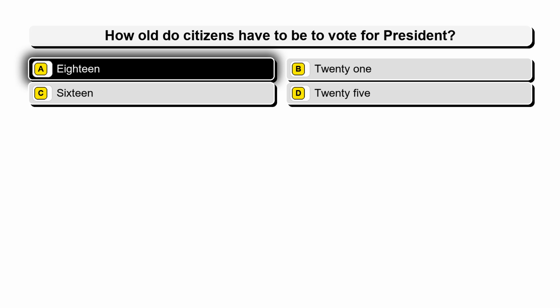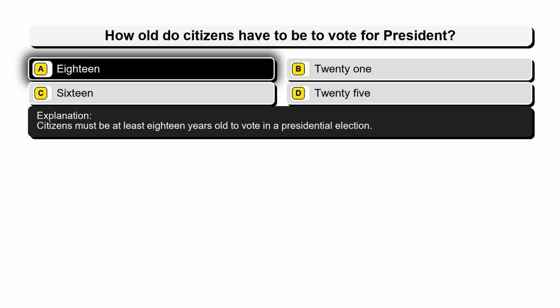The correct answer is option A, 18. Citizens must be at least 18 years old to vote in a presidential election.